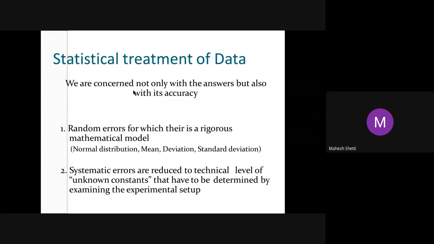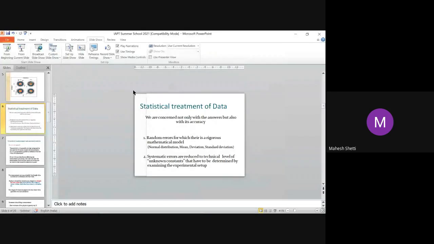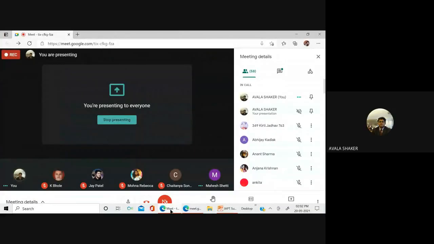When you see recording is started, you can start. Yes, you can. Okay, you started. Yes.